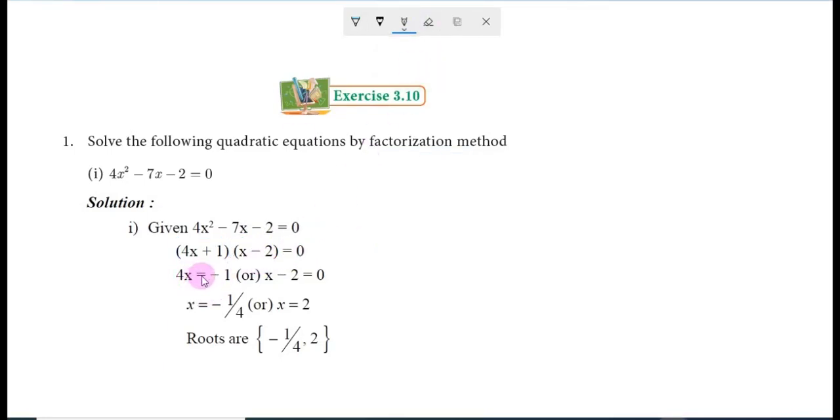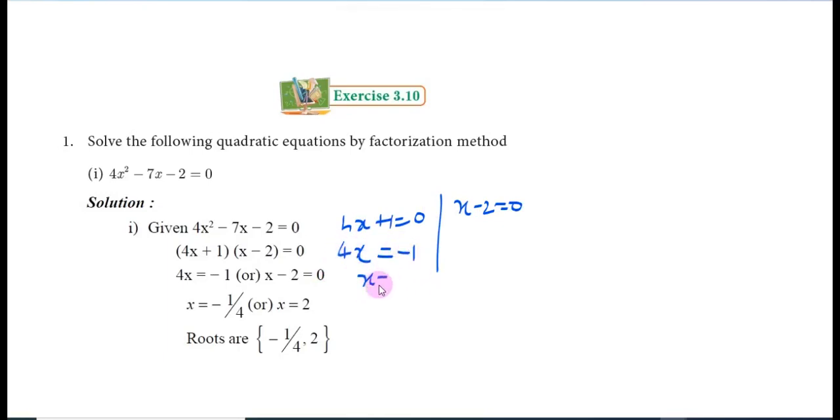Okay. Now 4x plus 1 equal to 0 and x minus 2 equal to 0. Now consider this 4x, move this 1 to the right side, this will be minus 1, and here 4 into x, the multiplication, when it goes to the right side, this will be division. So x equal to minus 1 by 4. Now here x equal to, move this 2 to the right side, so this will be plus 2. So x equal to minus 1 by 4 and 2. Understood? So the roots are minus 1 by 4 comma 2.